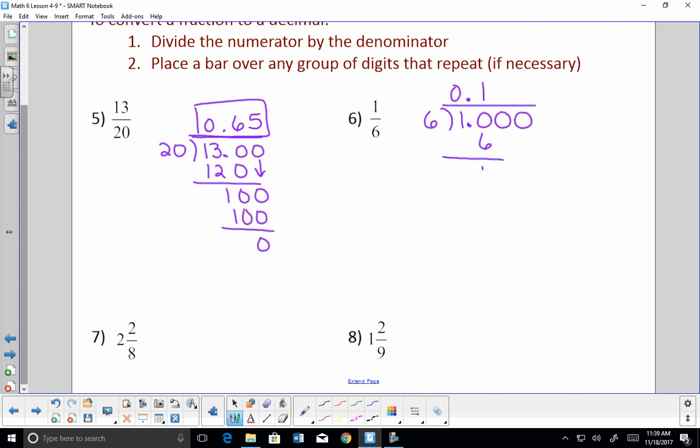Bring down my 0. 6 goes into 40 6 times. 6 times 6 is 36. 40 minus 36 is 4. Bring down my 0. Wait a second. This is the same as this, which means it's going to repeat, isn't it?